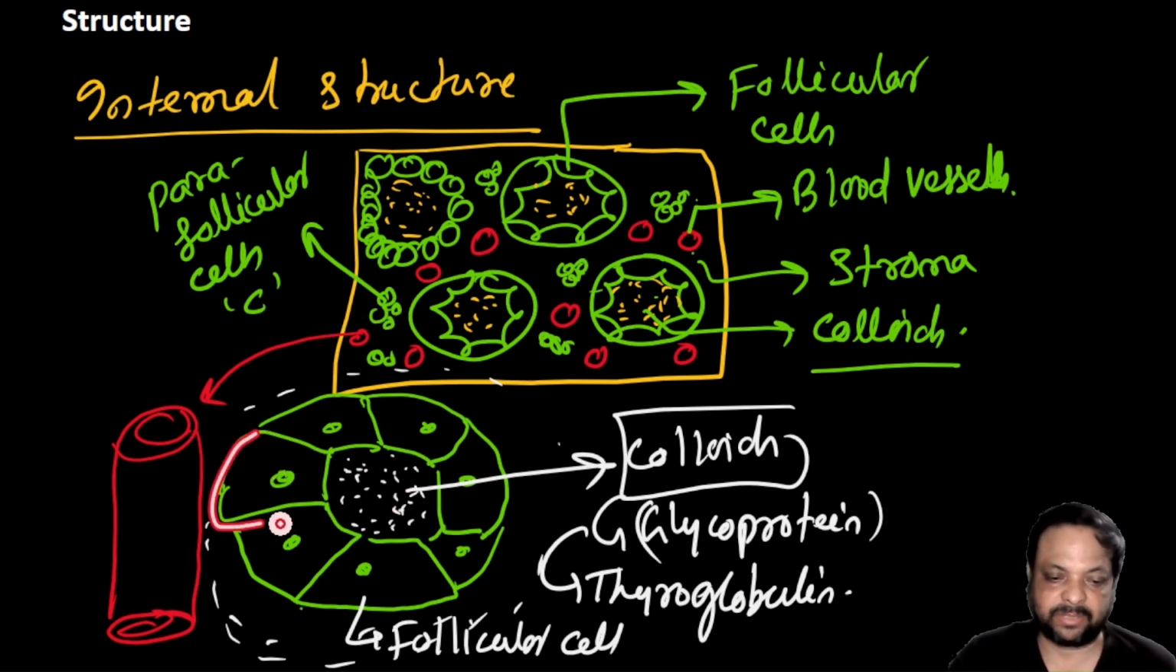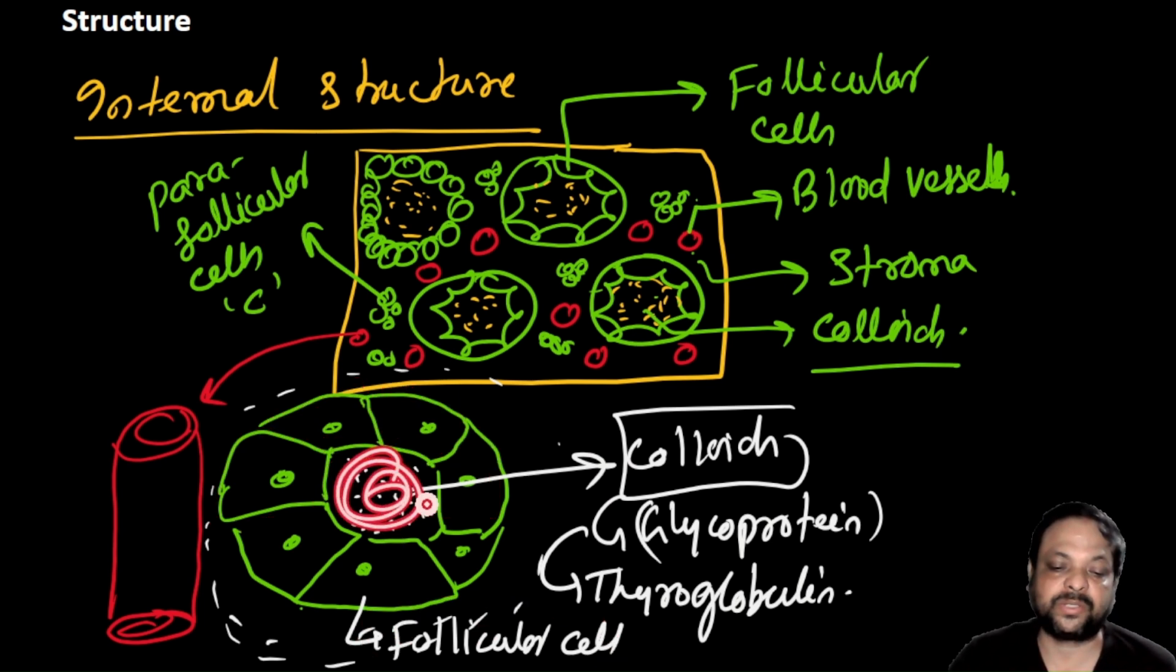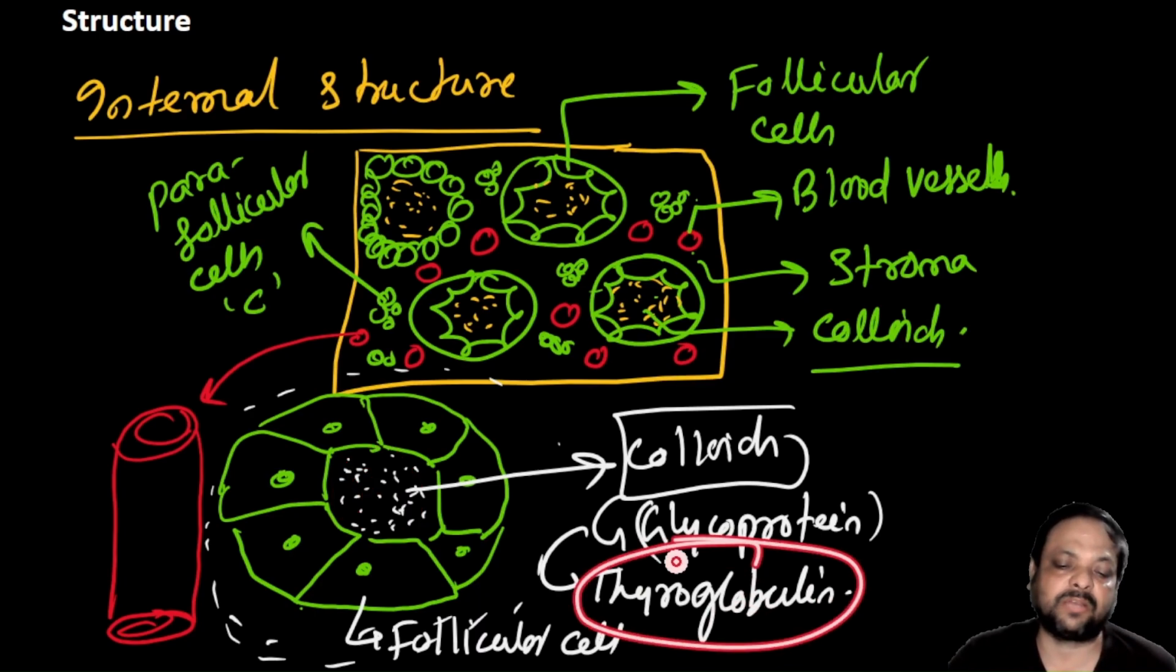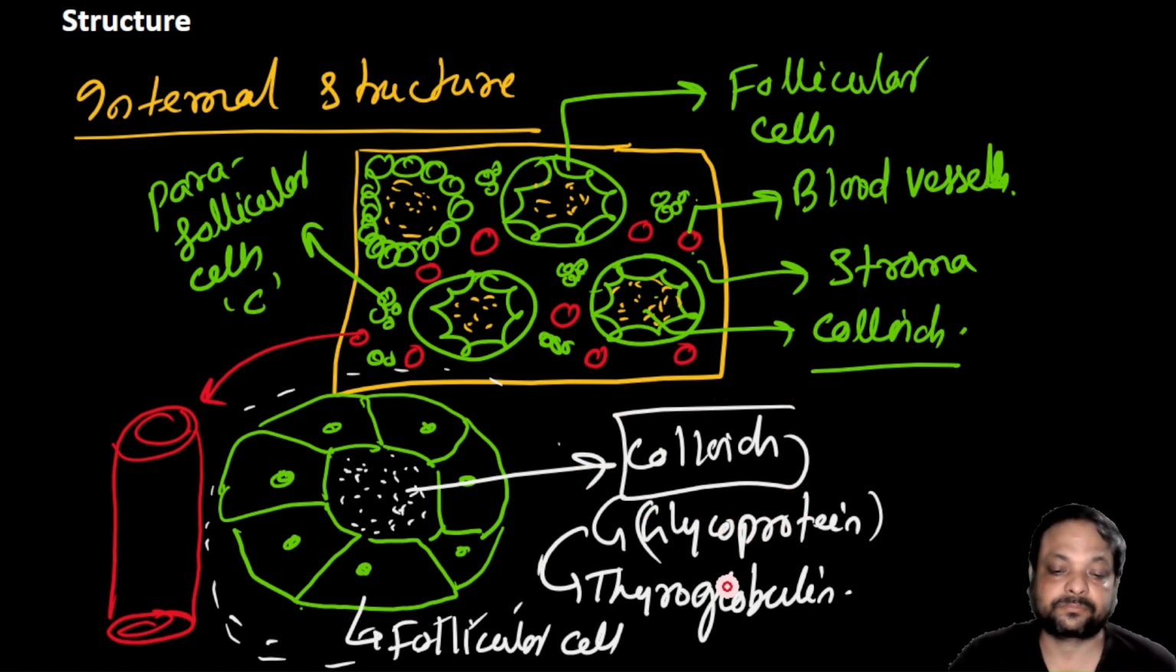Got it? So this extraconal, pyramid-shaped structure is present. These are the special follicular cells, and inside we find a special type of protein called glycoproteins, and these glycoproteins are called thyroglobulin proteins. We'll discuss later. Got it? And these are present in colloidal state. How it is present in colloidal state, we'll discuss in the mechanism part. Got it? So this is the detailed anatomical structure of the thyroid gland.